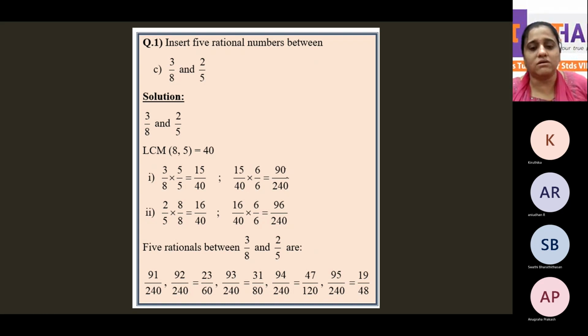See, now the denominator is the same, 240. The numerator becomes 90 and 96. So between these you have 91, 92, 93. So 91 by 240, 92 by 240, 93 by 240 and so on.